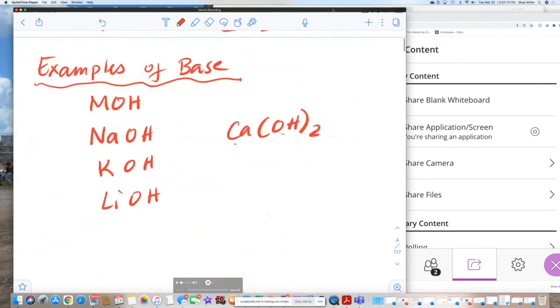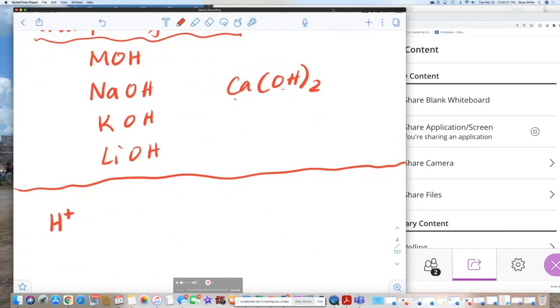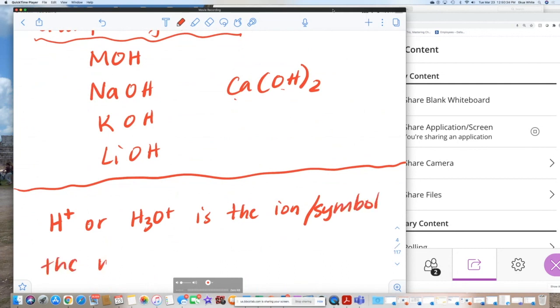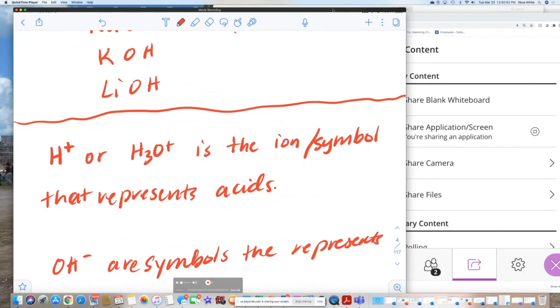Okay? So when you're looking at your lab, you see how this makes sense, that the H plus or H3O plus is the ion, right? Because remember, these are ions, or symbols, that represent acids. OH minus are symbols that represent base.